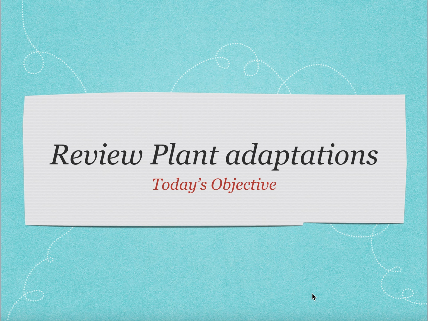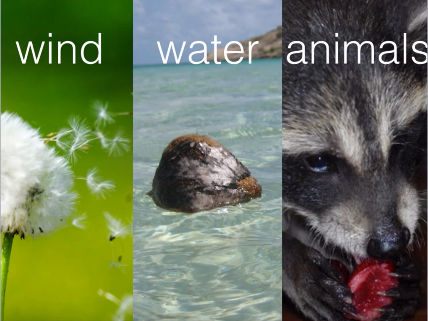Plant adaptations. An adaptation is something that the plant does to survive. So the first thing a plant has to do is reproduce or spread its seed. All seeds have a way of spreading. So the 3 ways that seeds spread are wind, water, or animals.